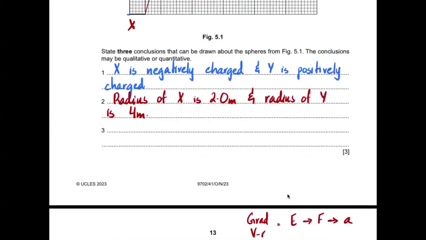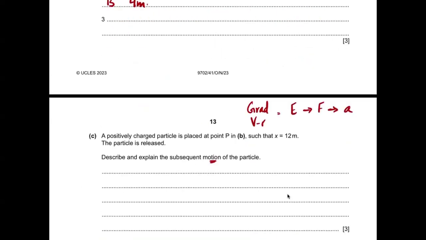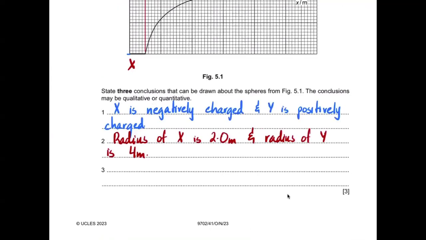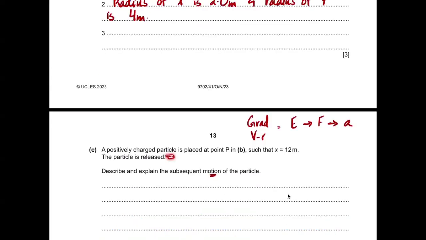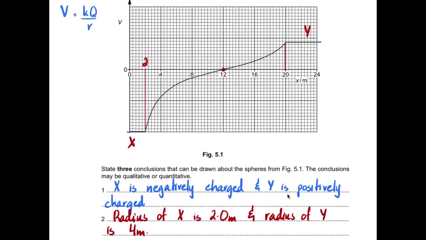So for the V-r graph, it's released from x equals 12 meters, right? 12 meters is here. And this was a positively charged sphere. So positively charged, I know it would be attracted towards X because that's negatively charged. So I'll say the particle is attracted towards X. How would I comment on what's happening? I can see that the gradient is getting steeper down here. Gradient getting steeper means electric field strength is increasing, which causes the force to increase, which causes the acceleration to increase.